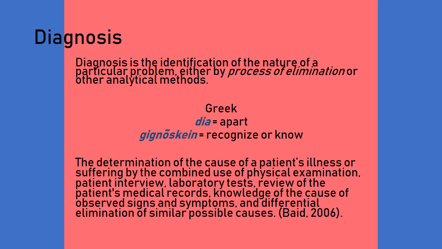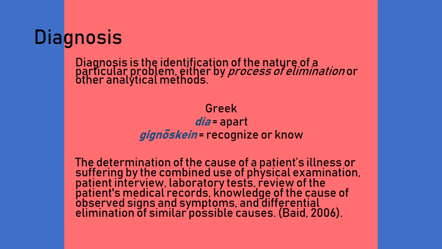So a brief definition then of diagnosis. It comes from two Greek words, dia and gignoskein, meaning to tell one thing from another, to tell apart two or more different possibilities. So we're trying to identify the nature of a particular problem, either by the process of elimination or using other analytical methods, or as we progress through this presentation, you'll see that there are other more automated ways that we can reach a diagnosis.